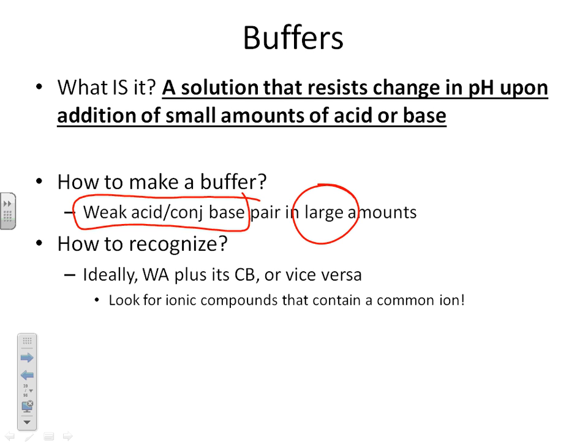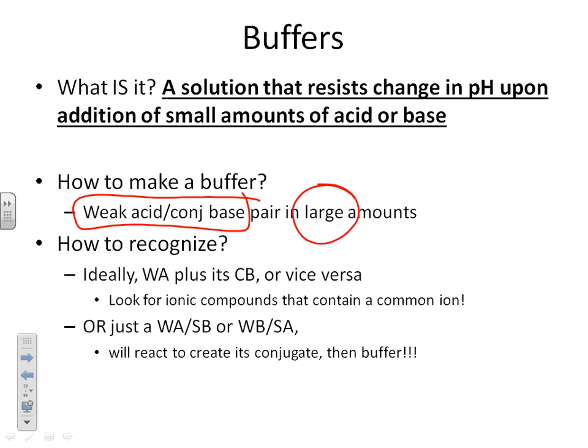Now that's absolutely ideal, however, but what if you're looking at your possibilities for buffers and you don't see any pair that's got a weak acid and its conjugate base together? Well, then there are some other ways that you can actually generate a buffer if you don't start with the weak acid and its conjugate base at the same time. Those are if you have a weak acid and a strong base, or a weak base and a strong acid.